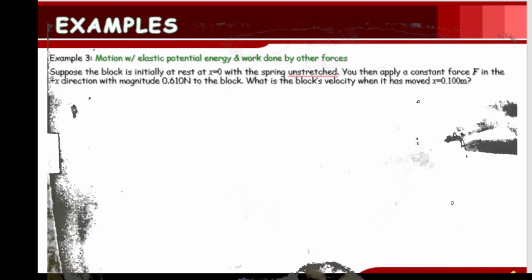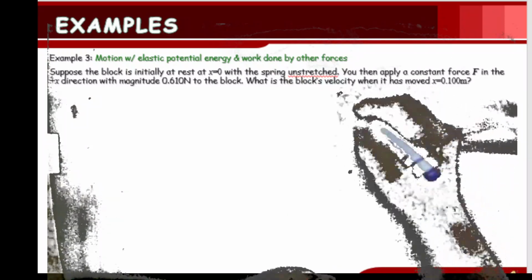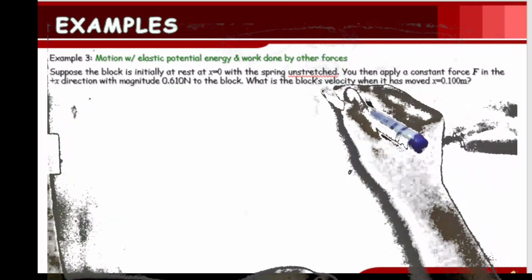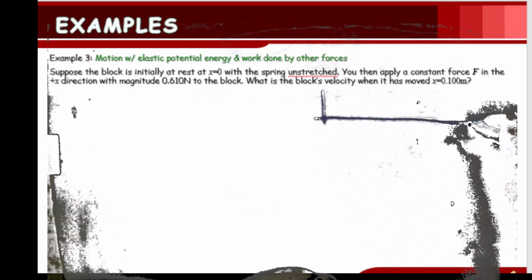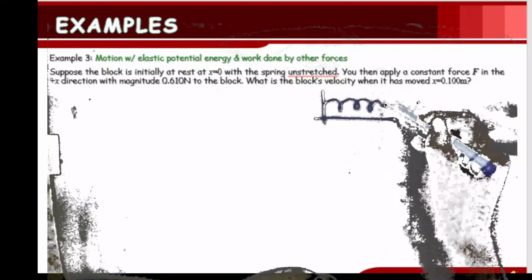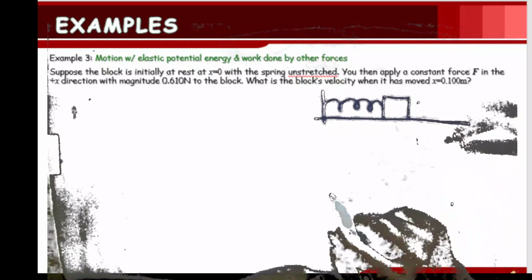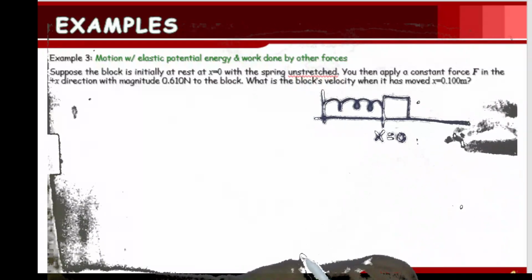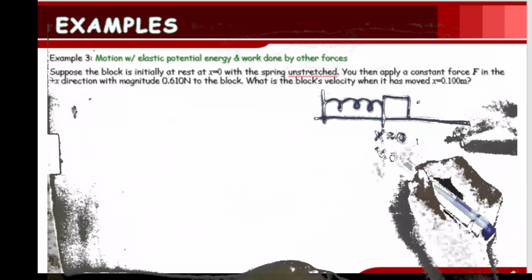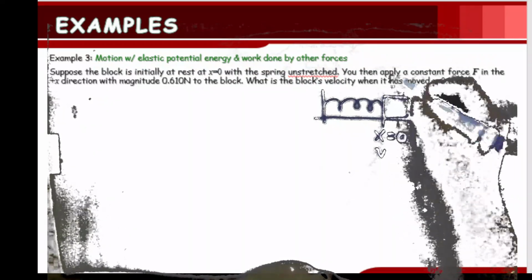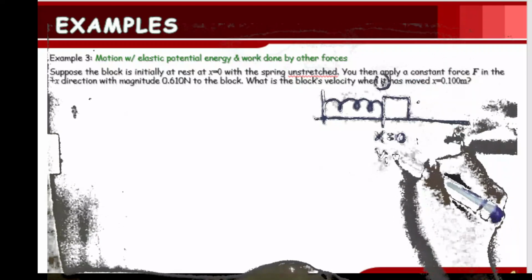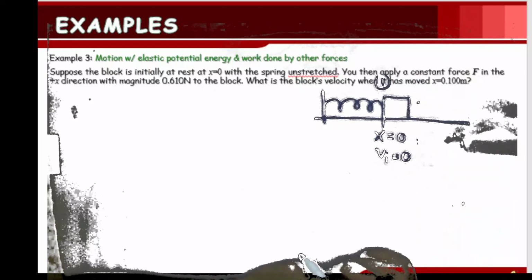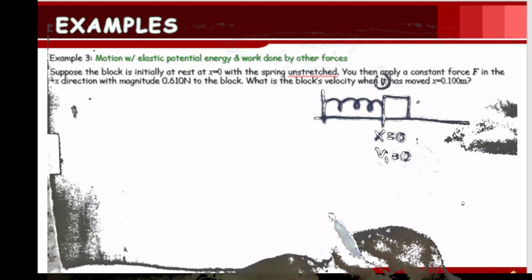Now, suppose that the block is initially at rest at x equals 0. Let's draw. If this is the spring, here is the block. Again, at this point, x equals 0, the block is initially at rest. Let's make this the first point, or initial point. Initial velocity is 0.